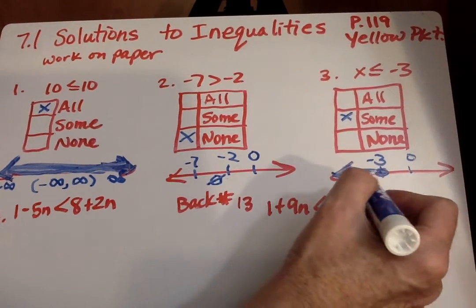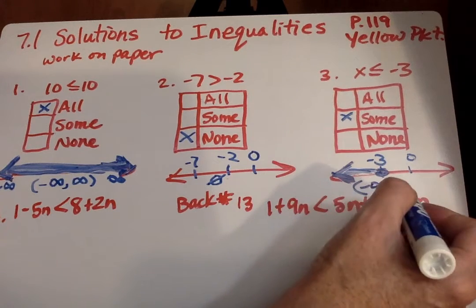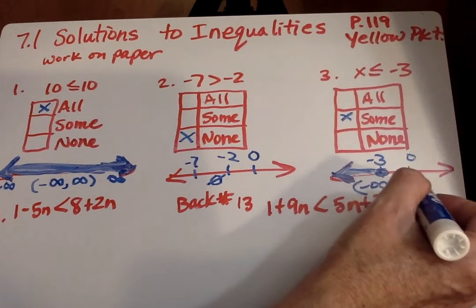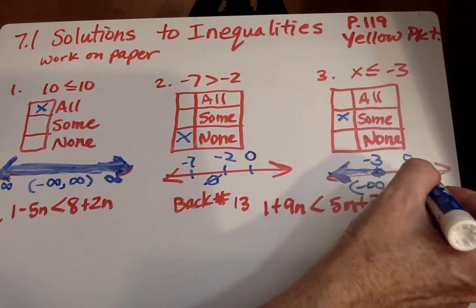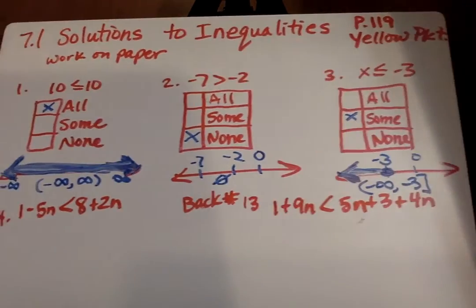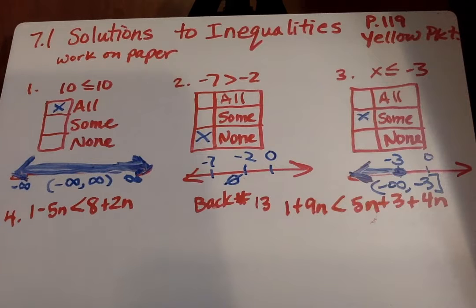Interval notation, it goes from -infinity, comma, to -3. Does it include -3? Yes, so I need a bracket. And there you have that solution. Next, we're going to go on to number 4, where we're going to solve, graph, and then give the interval.